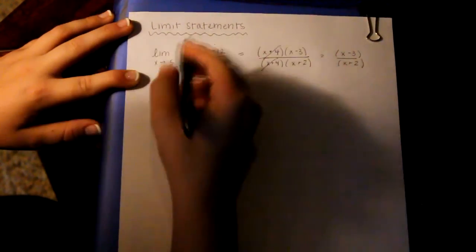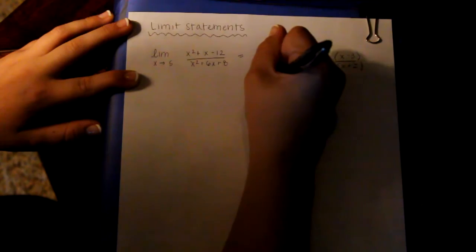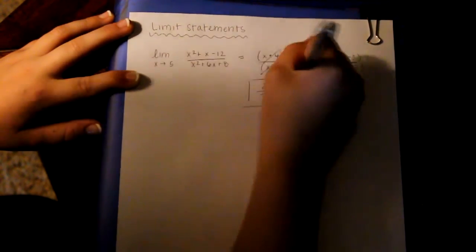Then you're going to plug in where you're evaluating the limit at. So in this case, we're evaluating the limit at 5. So we plug that into the top and bottom, and that leaves us with 2/7.